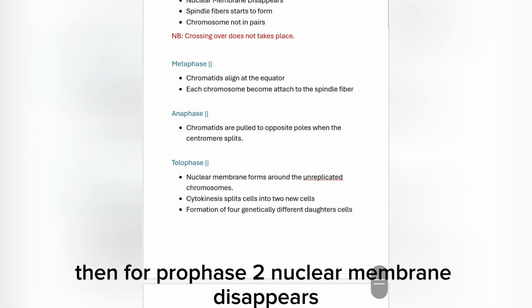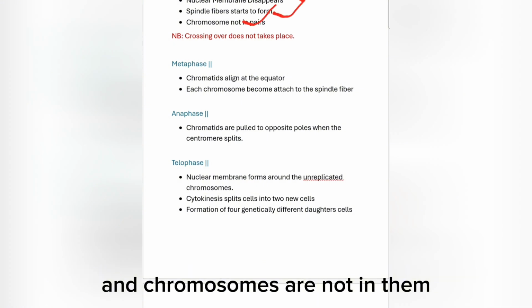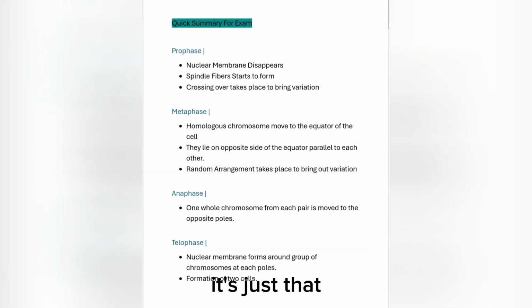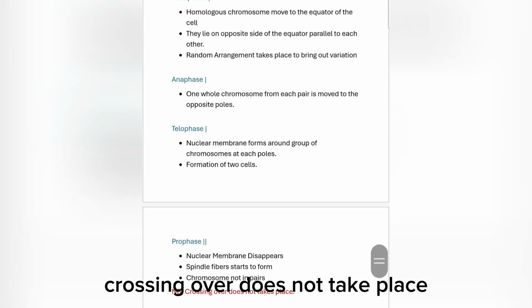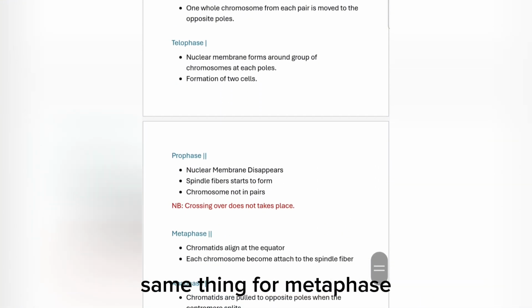Then for prophase 2, the nuclear membrane disappears, spindle fibers start to form, and the chromosomes are not in pairs. So it's one and the same thing as prophase 1. It's just that crossing over does not take place and chromosomes are not in pairs. Otherwise, it's one and the same thing.